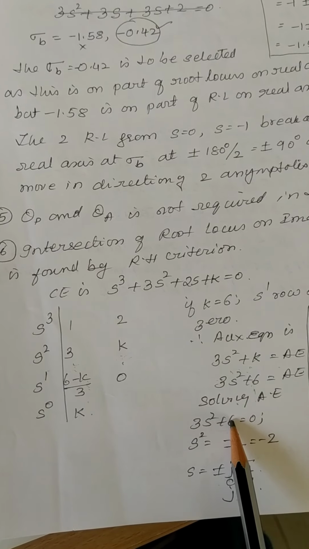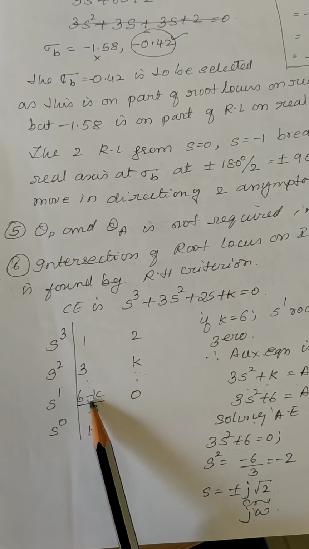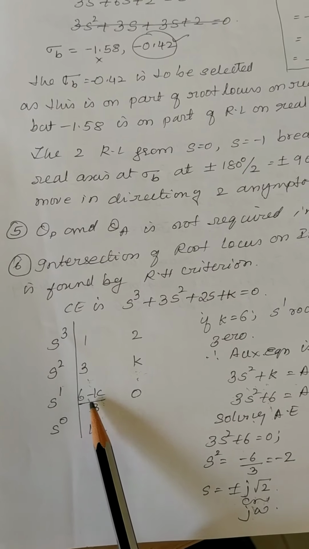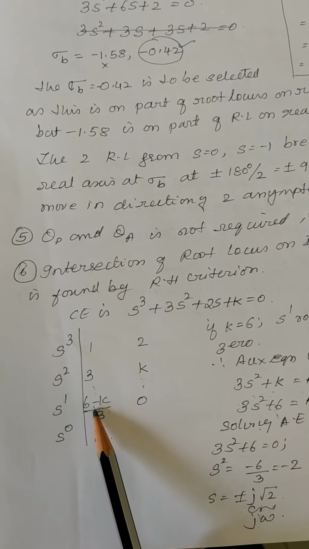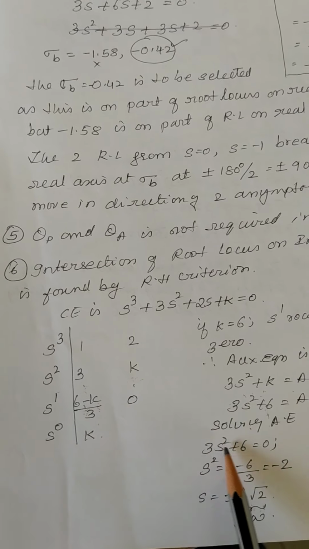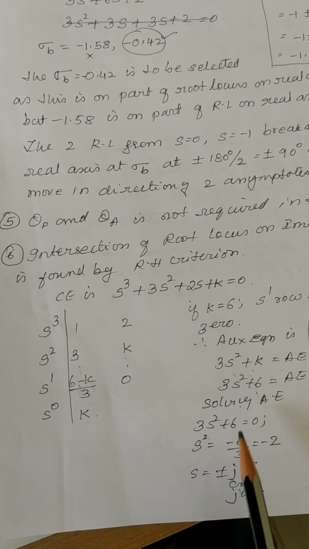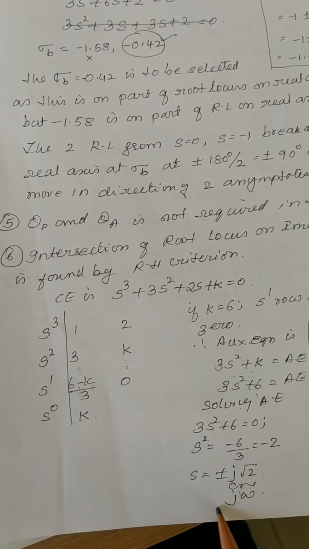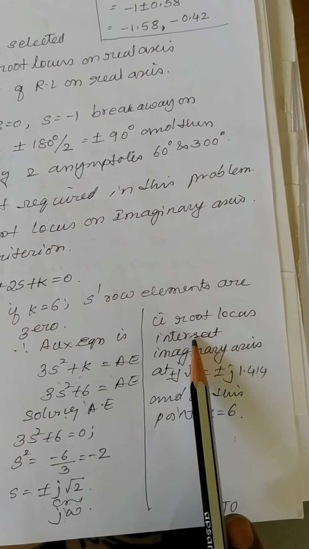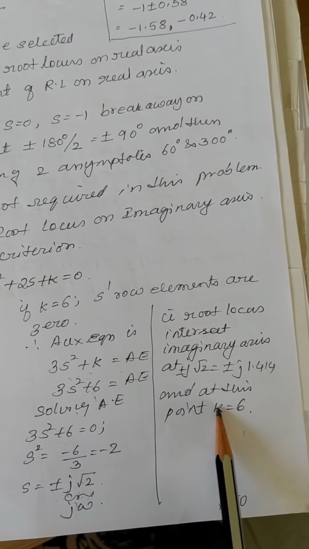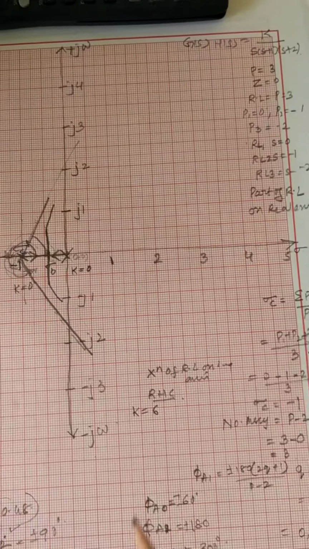If you make k greater than this limit, this becomes negative, the system becomes unstable, and the roots will be in the right half of the S plane, so you cannot get a stable system. So for the system to be stable, the value of k should be greater than 0 and less than 6. At this point the root locus intersects the imaginary axis, and k is equal to 6. Let us see how we have done that in this figure.